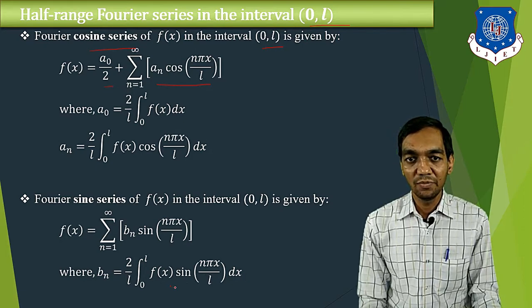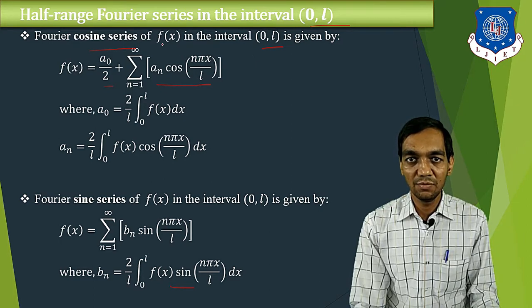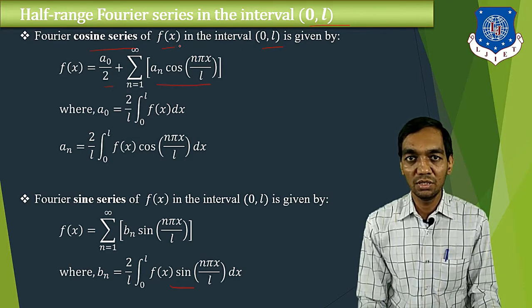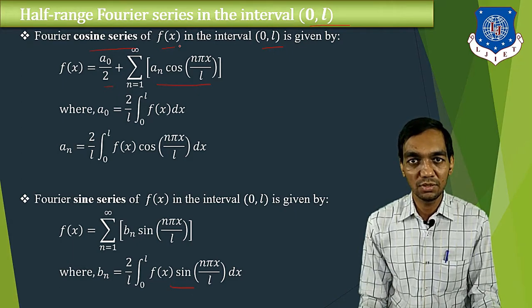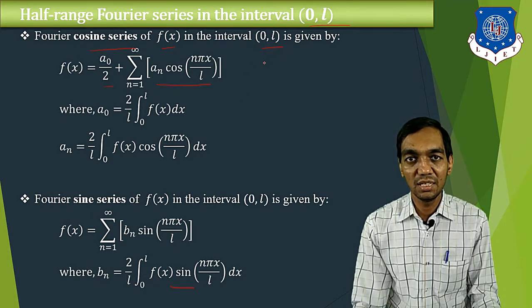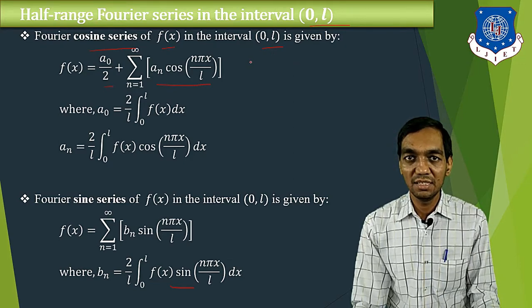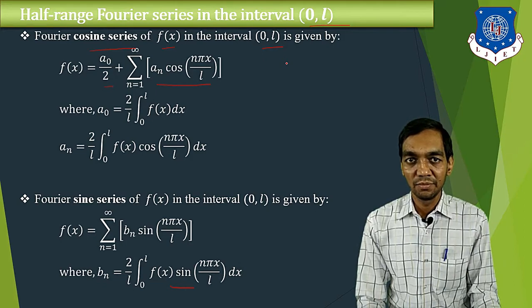Now see, if you find the sine and cosine series for the same function, you will get both of them here. In even and odd functions, we have either a0 and an equal to 0, or bn equal to 0. But here the interval is a half interval. The total length of the interval is L. So in this case, we can find the cosine series as well as the sine series for the same function. Please remember this.